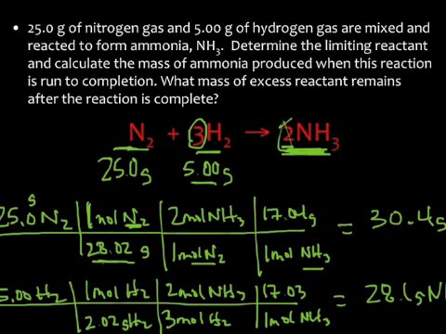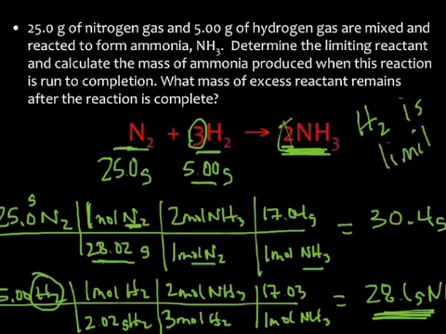So once you have these values, you're going to look, and only one of those can be the correct value. The one that's correct is the one that makes less. The one that makes less tells you that whatever you started with is going to run out. So since the second one made less, that tells me that hydrogen is my limiting reactant. H2 is limiting, and the reason it's limiting is because it made less product. Okay, so that means this other one is not correct.